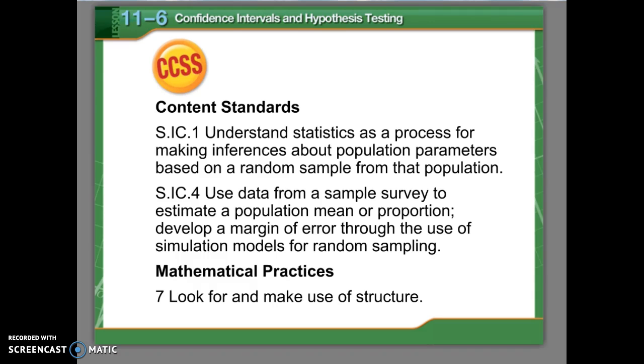The first one is understand statistics as a process for making inferences about population parameters based on a random sample from the population. And the second one is use data from a sample survey to estimate a population mean or proportion. Develop a margin of error through use of simulation models for random sampling. Our mathematical practice, that's the focus of our lesson, is number 7, look for and make use of structure.